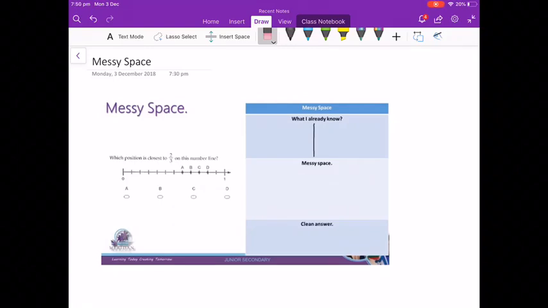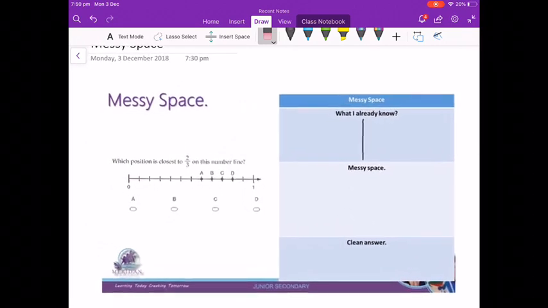Today we're going to be looking at messy space. Now, messy space is a problem-solving framework that is perfect when you have a question or a problem that you can't solve right away. I'm going to demonstrate how messy space works using the sample question on the left. Now, messy space is made up of 3 phases. Phase 1 looks at what I already know and what I need to know about the problem.